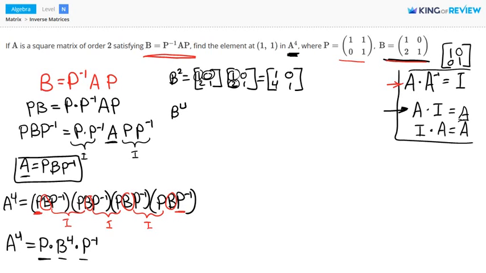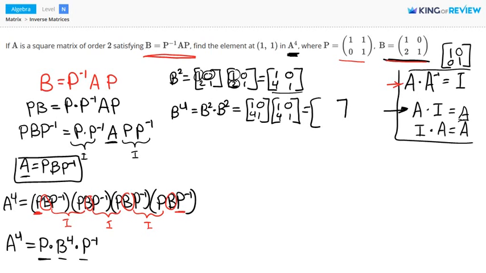Now B to the fourth, this is the same thing as B squared times B squared. So we know what B squared is. We solved for that here. That's 1, 0, 4, 1 times B squared again, 1, 0, 4, 1. And now let's multiply these out. 1 times 1 plus 0 times 4. That gives us a 1. And we'll continue multiplying in this fashion. We get 1, 0, 8, and 1. So now we know what B to the fourth power is.